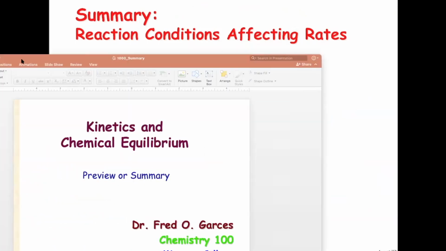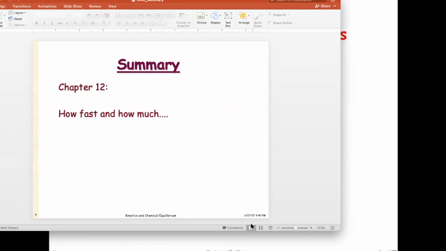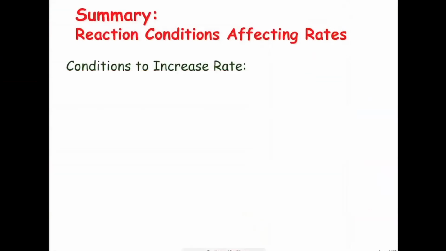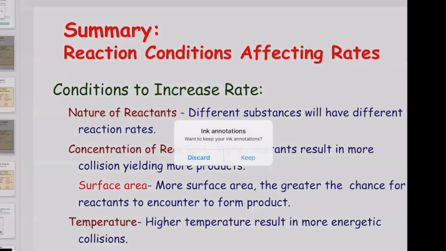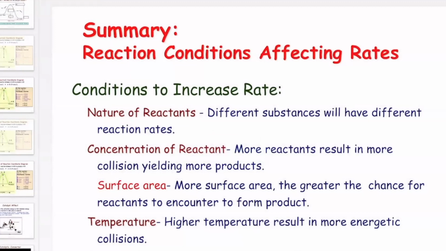So again, take a look at the notes in terms of that. Yeah, you can see the summary for that. Let me next move to equilibrium. And equilibrium is, yeah, that's the summary equation. Conditions for increasing the reaction rate: nature of the chemicals, concentration, more chemical surface area, temperature, and the catalyst. Those are factors.